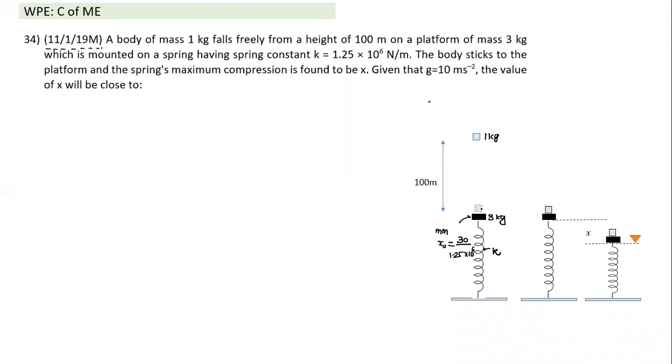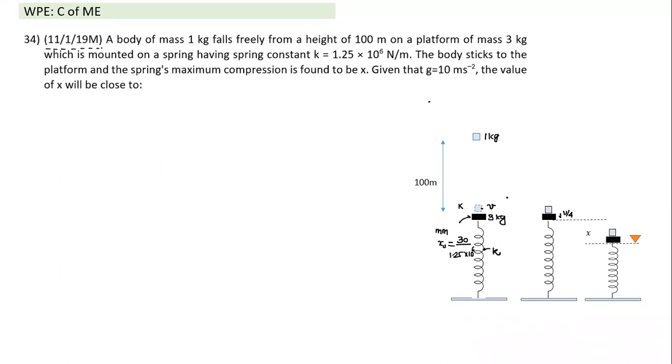Whenever there is an inelastic collision, if the 1 kg block strikes with velocity v just before collision, then after the collision, since the mass has become 4 times, the velocity becomes v by 4. That's the conservation of momentum. And the second thing we notice: if the kinetic energy was K earlier, then since the mass has become 4 times and the velocity 1/4, the kinetic energy also becomes 1/4.